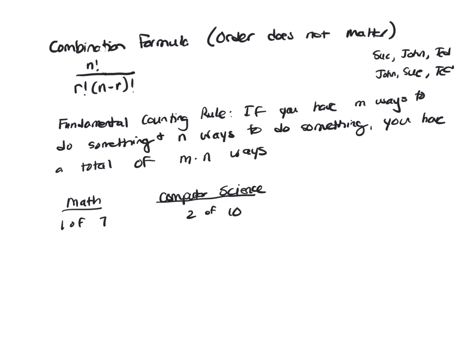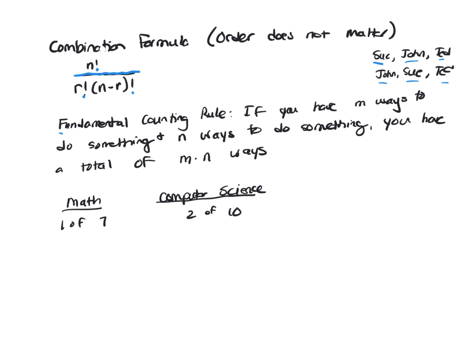Well, if I chose Sue, John, and Ted for a subcommittee, that's the same thing as John, Sue, and Ted. Order doesn't matter, okay? And here's the formula: n factorial over r factorial times n minus r factorial. So that's one thing we're going to use.